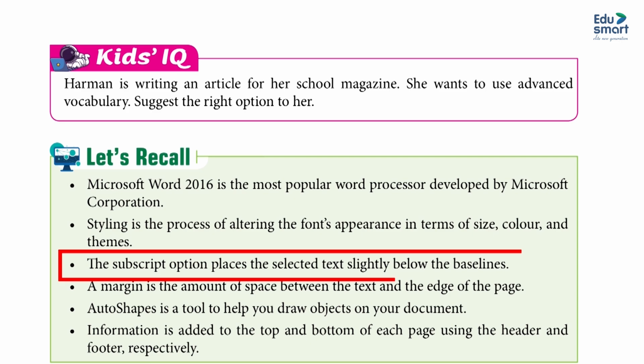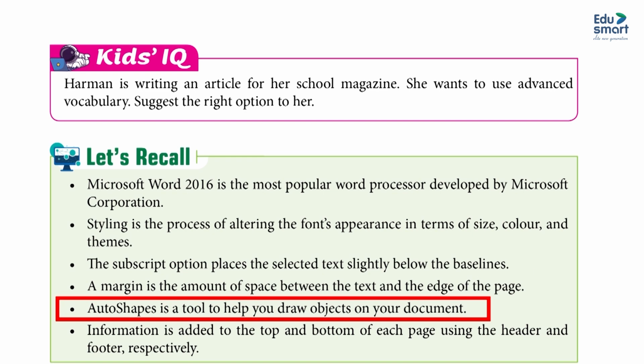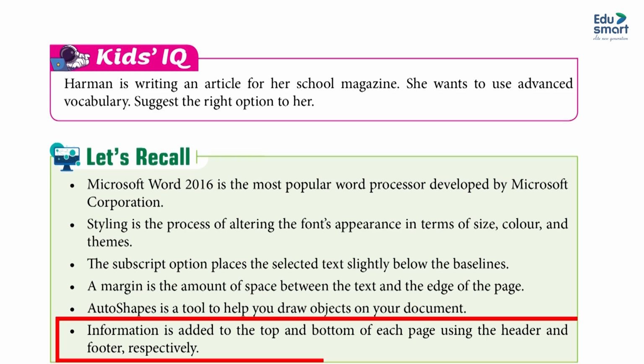The subscript option places the selected text slightly below the base lines. A margin is the amount of space between the text and the edge of the page. AutoShape is a tool to help you draw objects on your document. Information is added to the top and bottom of each page using the header and footer respectively.